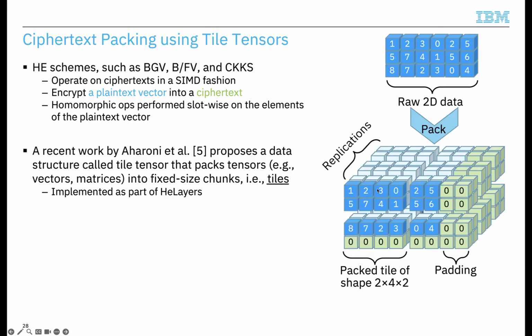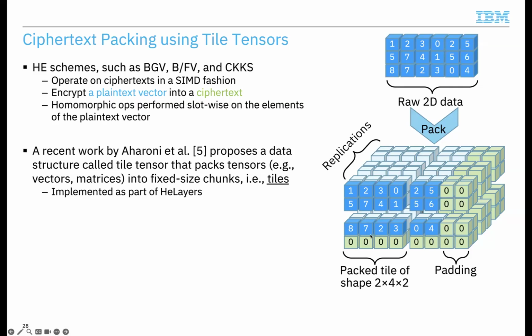What HElayers would do, depending on the operation of course, is this: let's say we wanted to run it through a dense layer, the first layer of the network, and we picked a tile shape of 2 by 4 by 2. Different layers have different tile shapes, but let's just talk about 3D tiles here. To packetize this, you divide the raw data into tiles, but you would have boundary cases where you have to do zero padding on both sides in this case.